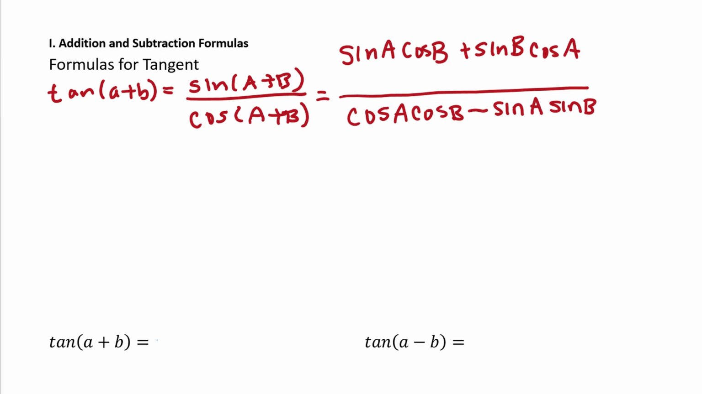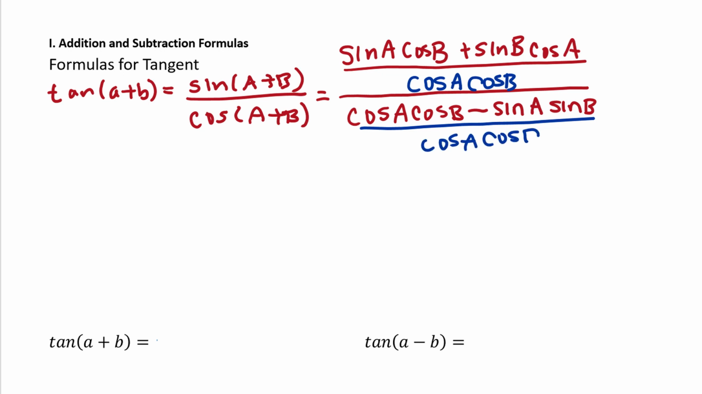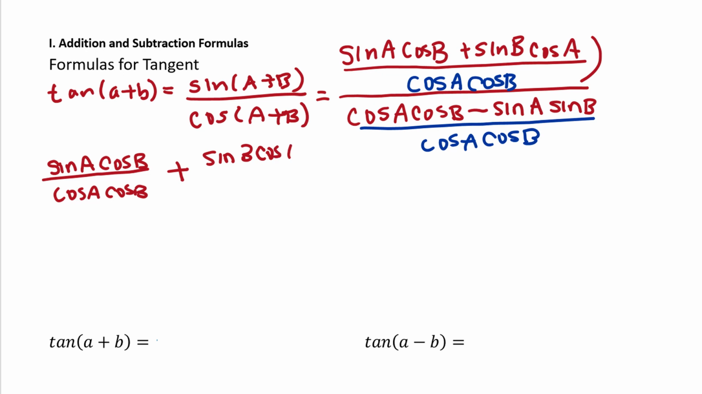Now, to simplify this, I'm going to divide the numerator and the denominator by the term cosine of A cosine of B. So I will write divide cosine of A cosine of B, and divide the second one also by cosine of A cosine of B. Now we're going to separate each of the numerator terms and each of the denominator terms. Okay, let's look at the numerator terms. I'm going to write that as sine A cosine B divided by cosine A cosine B plus sine B cosine A divided by cosine A cosine B.